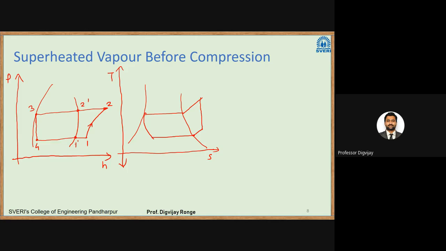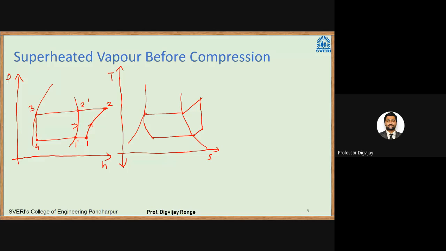Okay, so on the pH chart, I have drawn this diagram. See here what they are saying: superheated vapor before compression. Before compression means the end of the evaporator, so that will be point 1. So before compression, the refrigerant is superheated. Is it true? It is true in this diagram, because this is the saturated vapor curve, and on the right of it everything is superheated. So the condition at point 1 will be superheated vapor.